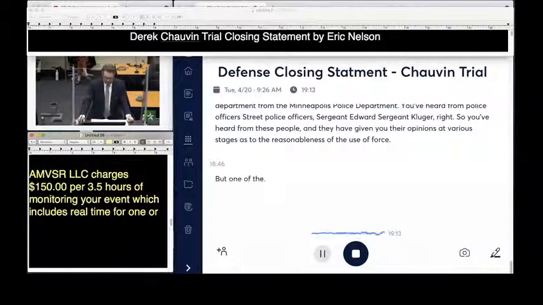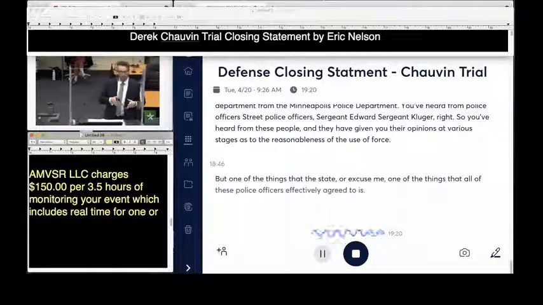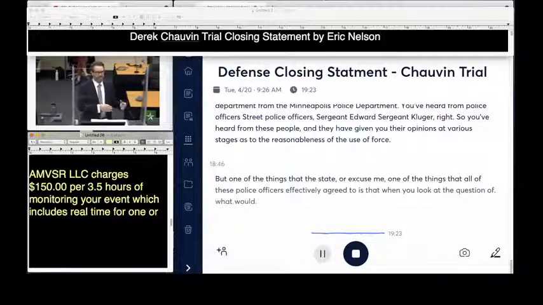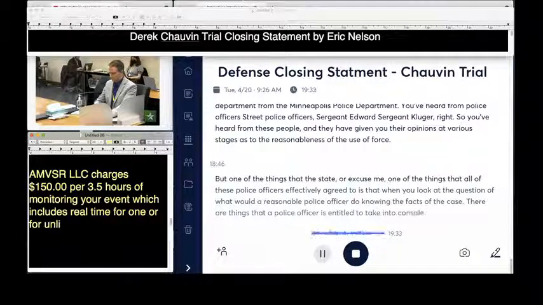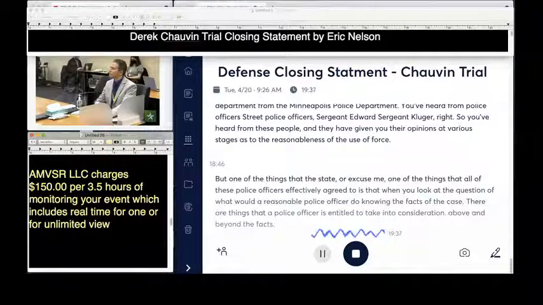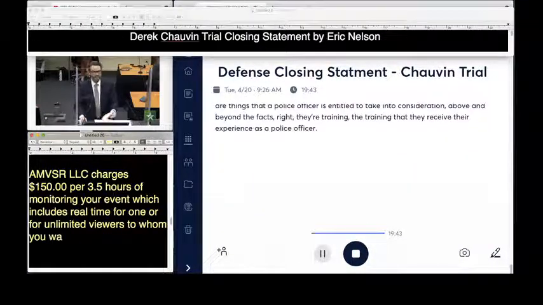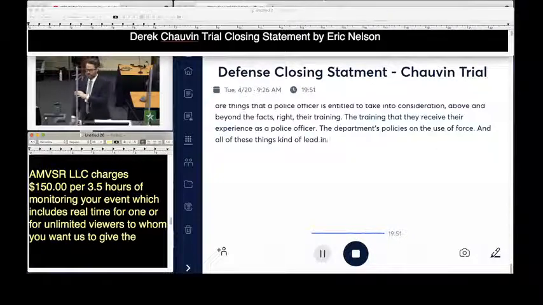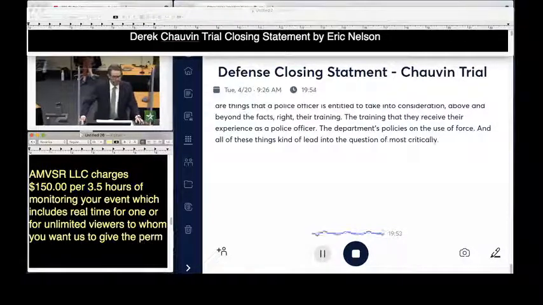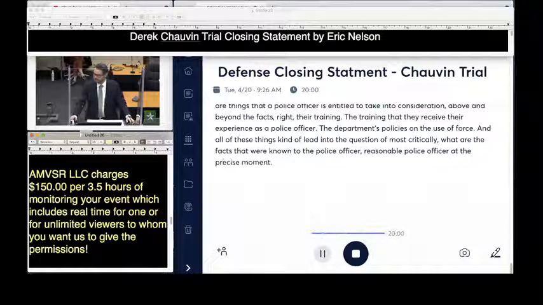But one of the things that all of these police officers effectively agreed to is that when you look at the question of what would a reasonable police officer do, knowing the facts of the case, there are things that a police officer is entitled to take into consideration above and beyond the facts, right? Their training, their experience as a police officer, the department's policies on the use of force. And all of these things lead into the question of, most critically, what are the facts that were known to the reasonable police officer at the precise moment the force was used?